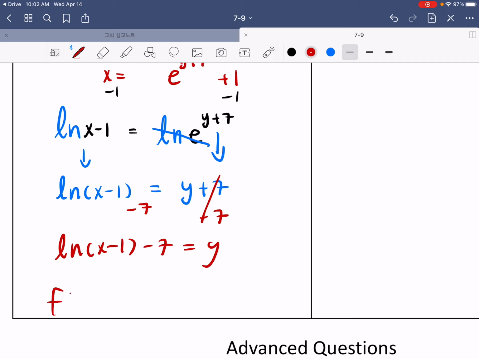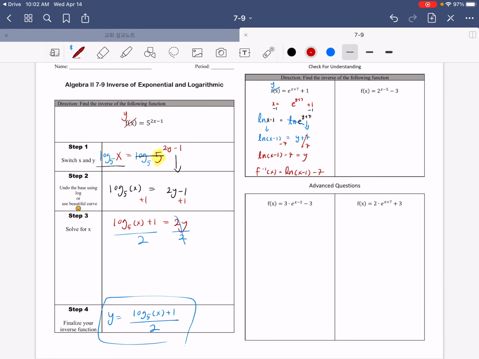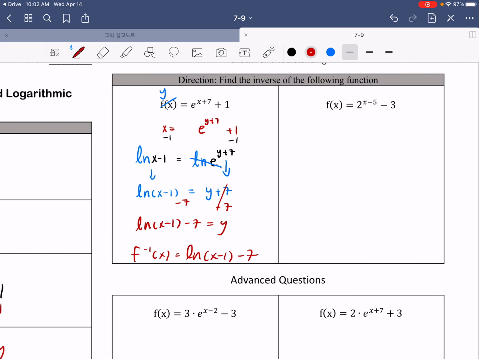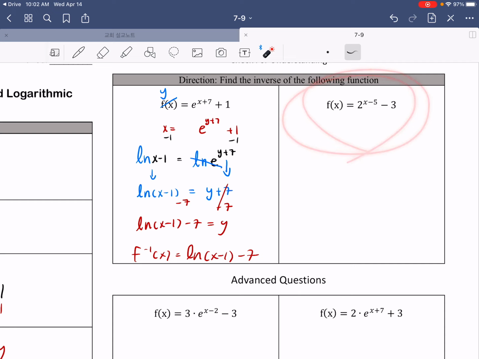And don't forget, you have to write it like this. I think in the previous question I forgot this one. Yep, here. Instead of y, it should be f inverse of x. Yeah, I almost forgot about it. So try this question by yourself, okay? I'm pretty sure you should have log base 2 of (x plus 3) plus 5. I think that's what you will have.